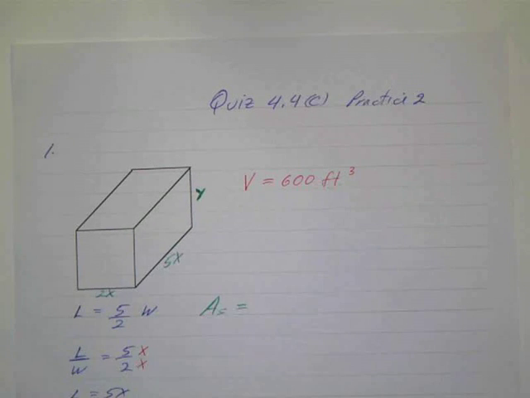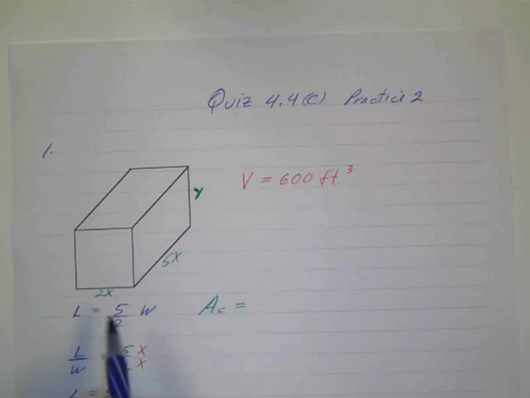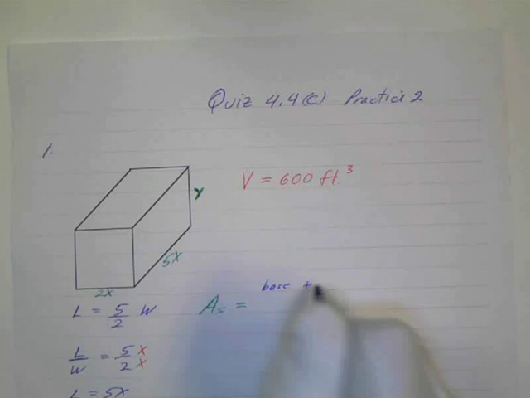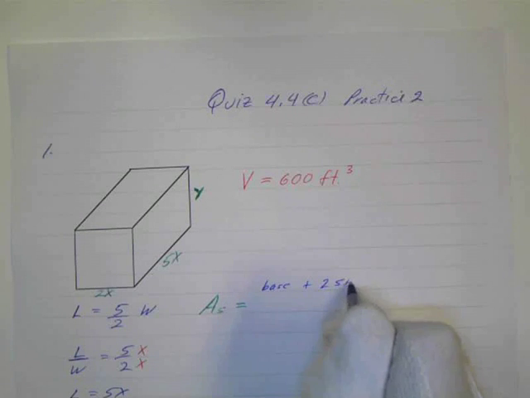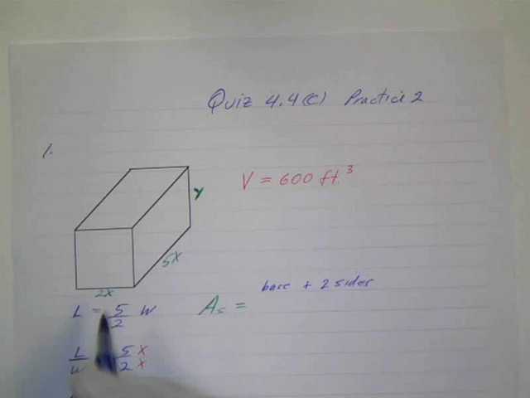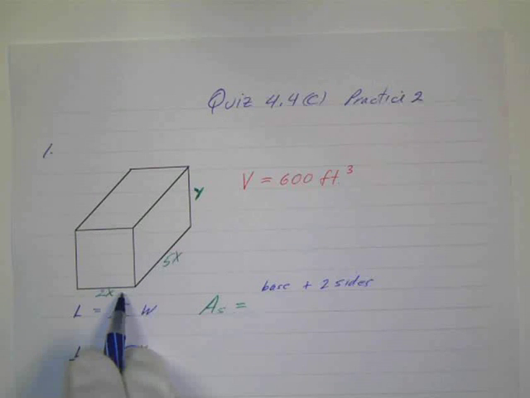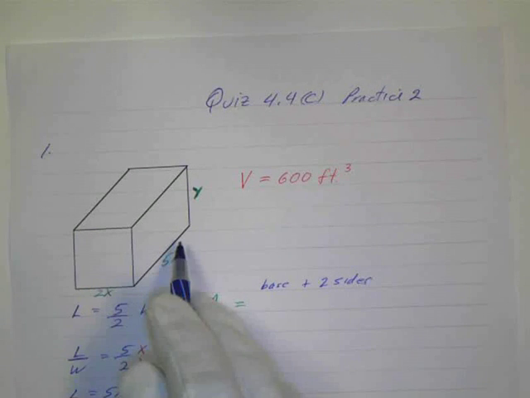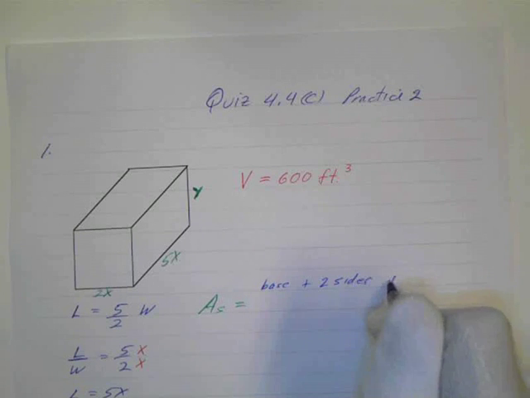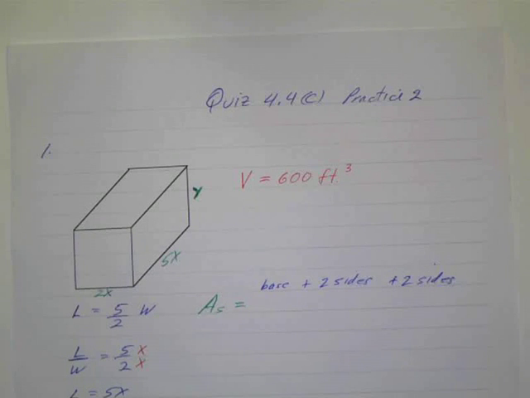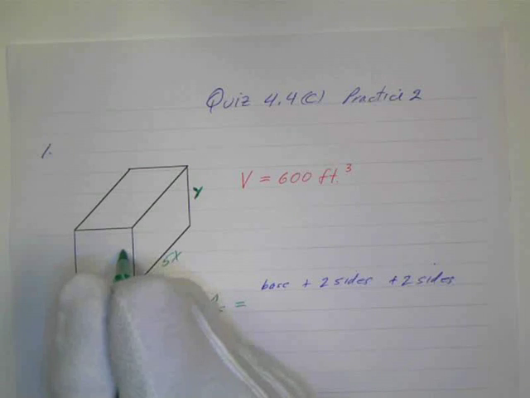And that's going to equal, now remember, we're going to have the base, one base, plus 2 sides, and that's going to be front and back. And that's going to be different from the right and left because 2x is a dimension of the front and 5x is a dimension of the back. So plus 2 other sides. So those are the 5 sides. Now this is y, this is also y.